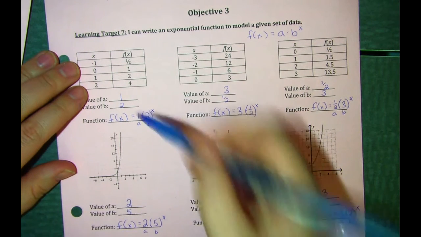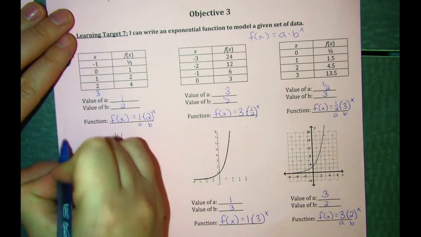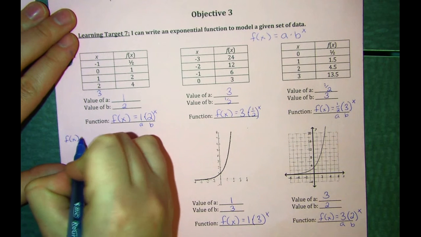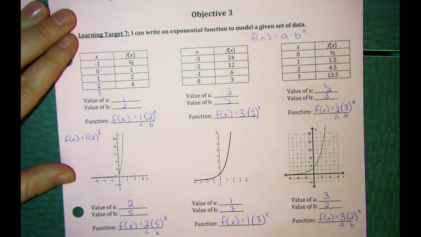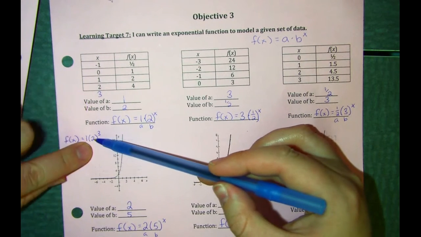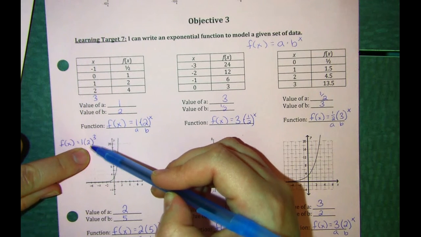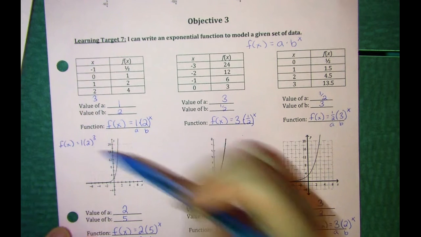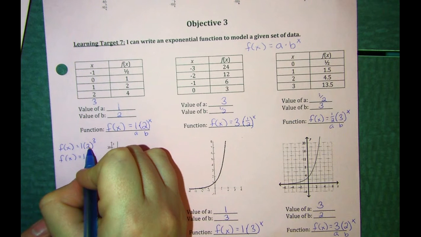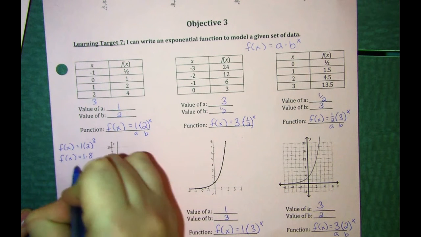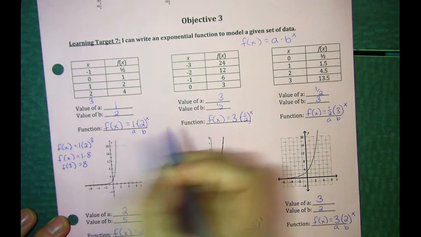So if we wanted to know when x is 3, that would be f of x equals 1 times 2 to the third power, because we would be multiplying 1 by 2 3 times. Essentially, that's like 1 times 2 times 2 times 2, because 2 cubed is 2 times 2 times 2. So that would end up being 1 times 2 times 2 is 4, times 2 again is 8. So f of 3 is 8.